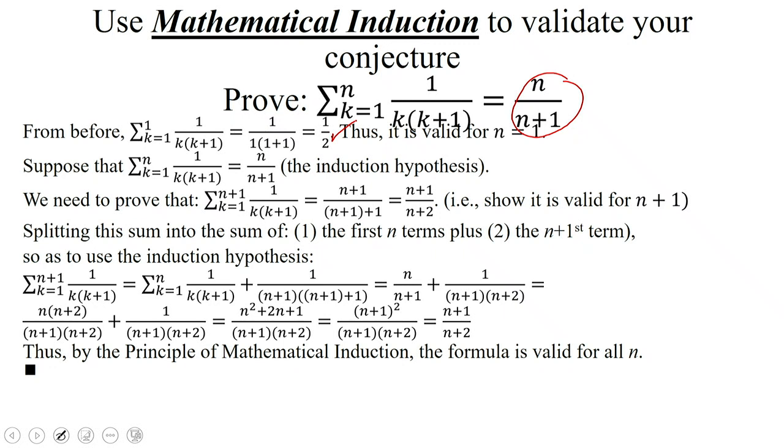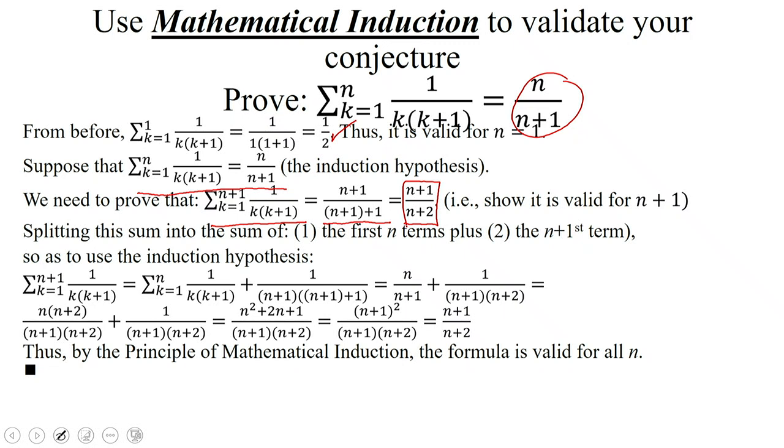Next, we suppose that it's going to be true in general for the nth term. That's the so-called induction hypothesis. And we need to prove that it's true for the succeeding term, the n plus first term, which if you substitute into the formula, you get n plus 1 over n plus 1 plus 1, which reduces to n plus 1 over n plus 2. So we want to show that that's true.